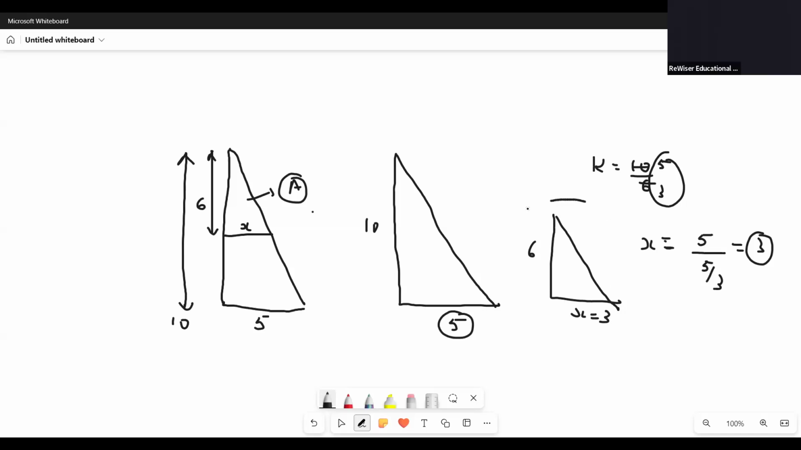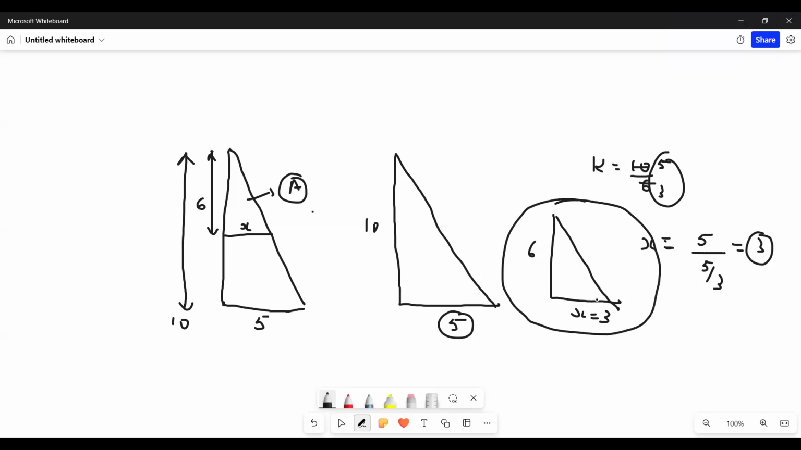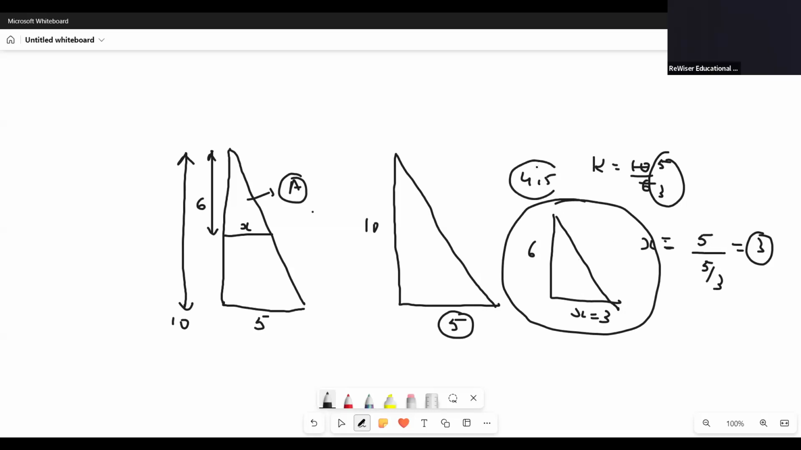What should be the area of this triangle? Area should be 4.5, half base into height. Simple. Sometimes you need to think what we are applying and where to apply. This is a right angle triangle, obviously, so the area is half base into height. Please note this down.